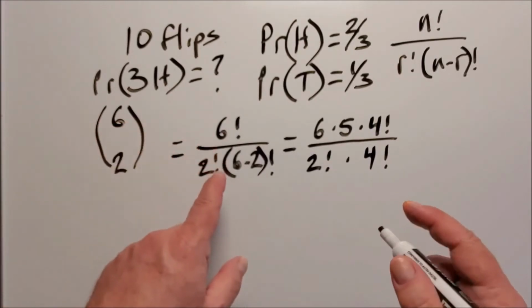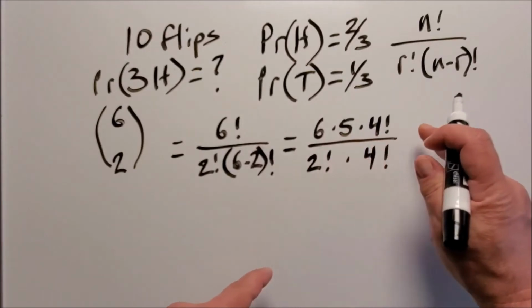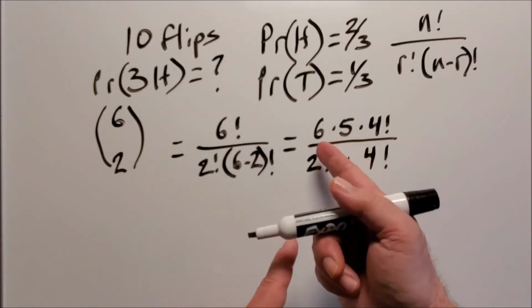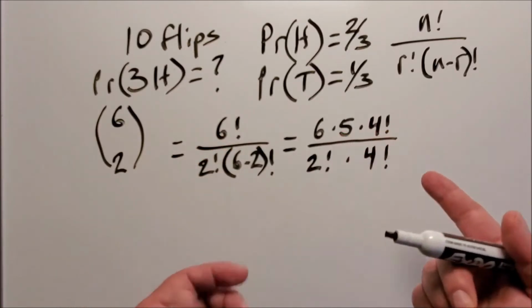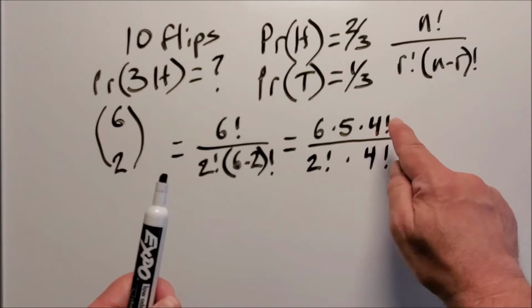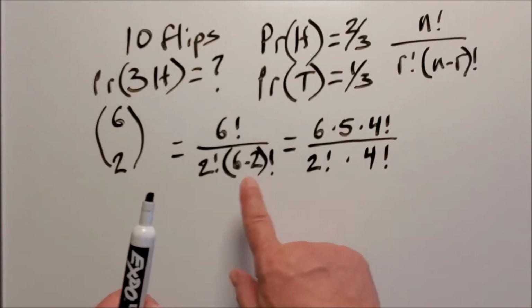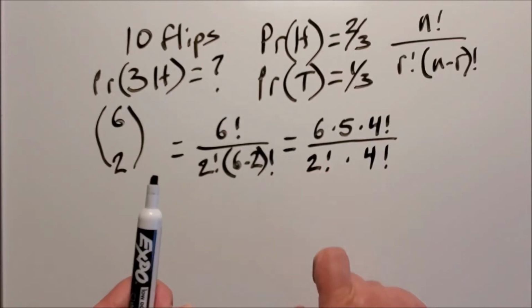Look at what I wrote here. Instead of writing 6 factorial, or 6 times 5 times 4 times 3 times 2 times 1, I went straight to representing the tail end of that 6 factorial as 4 factorial, because that's what it is. Over here on the left, I've just carried the 2 factorial over. That's going to be 2 times 1.